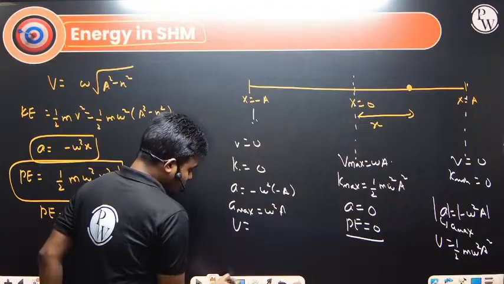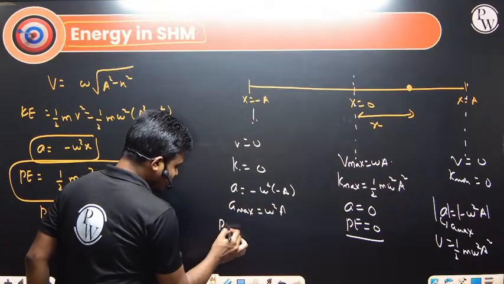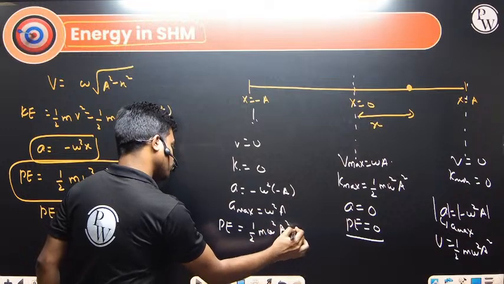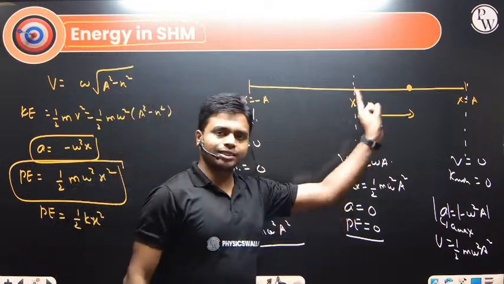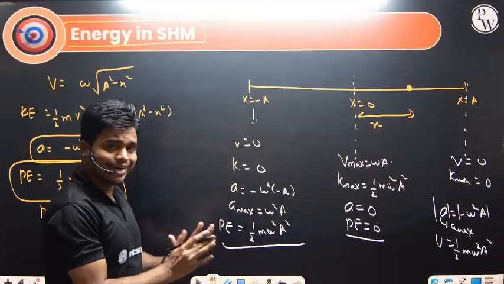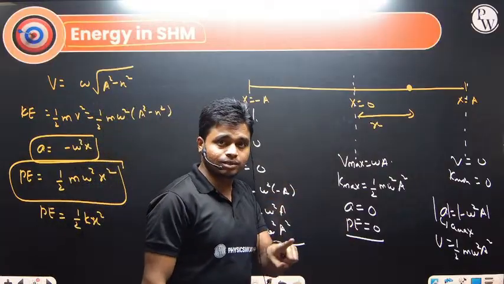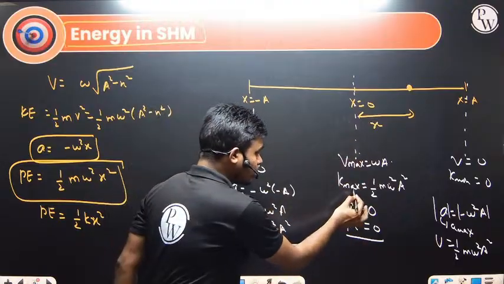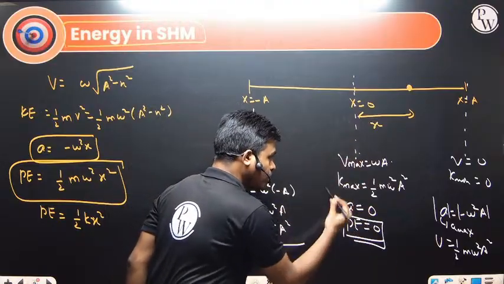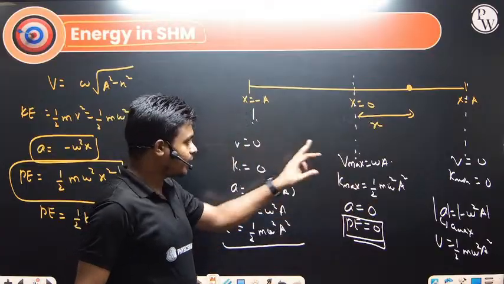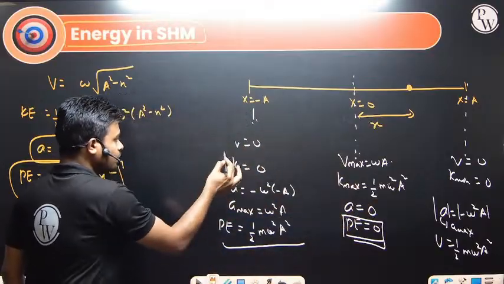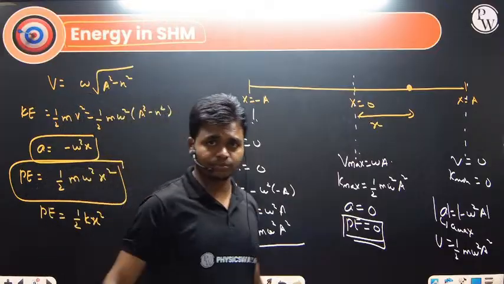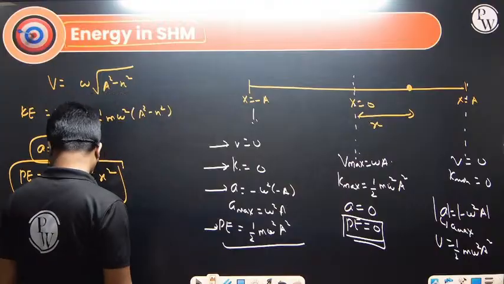Next we have the potential energy. If I ask you, potential energy at x equals to minus a will be half m omega square a square. Potential energy will be maximum at this extreme position and this extreme position, and kinetic energy will be maximum at the mean position. Remember this: at the mean position, kinetic energy is maximum, potential energy is 0, velocity is maximum, and acceleration will be 0. At the extreme position, velocity is 0, kinetic energy is 0, and acceleration and potential energy will be maximum. So these are the pointers that we should keep in mind.